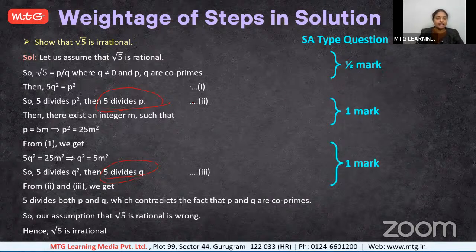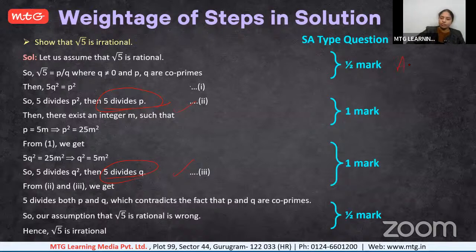But your second statement and the third statement are contradicting with your assumption. So with this contradiction, you are concluding that root 5 is irrational. For your conclusion, you are getting half a mark. So your assumption is giving you half a mark, your conclusion is giving you half a mark, and your two parts of calculation are giving you 1 mark each. So this is how you are scored for the question.